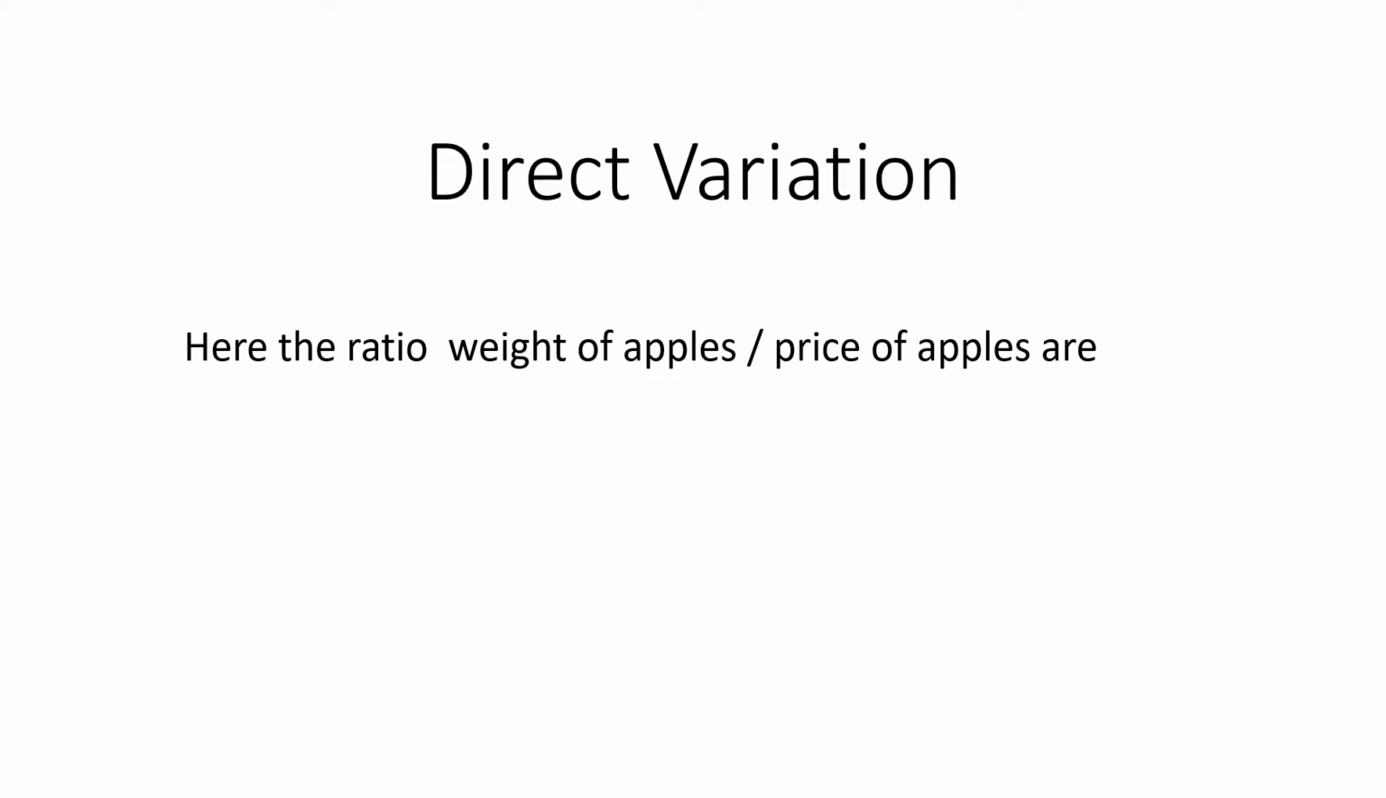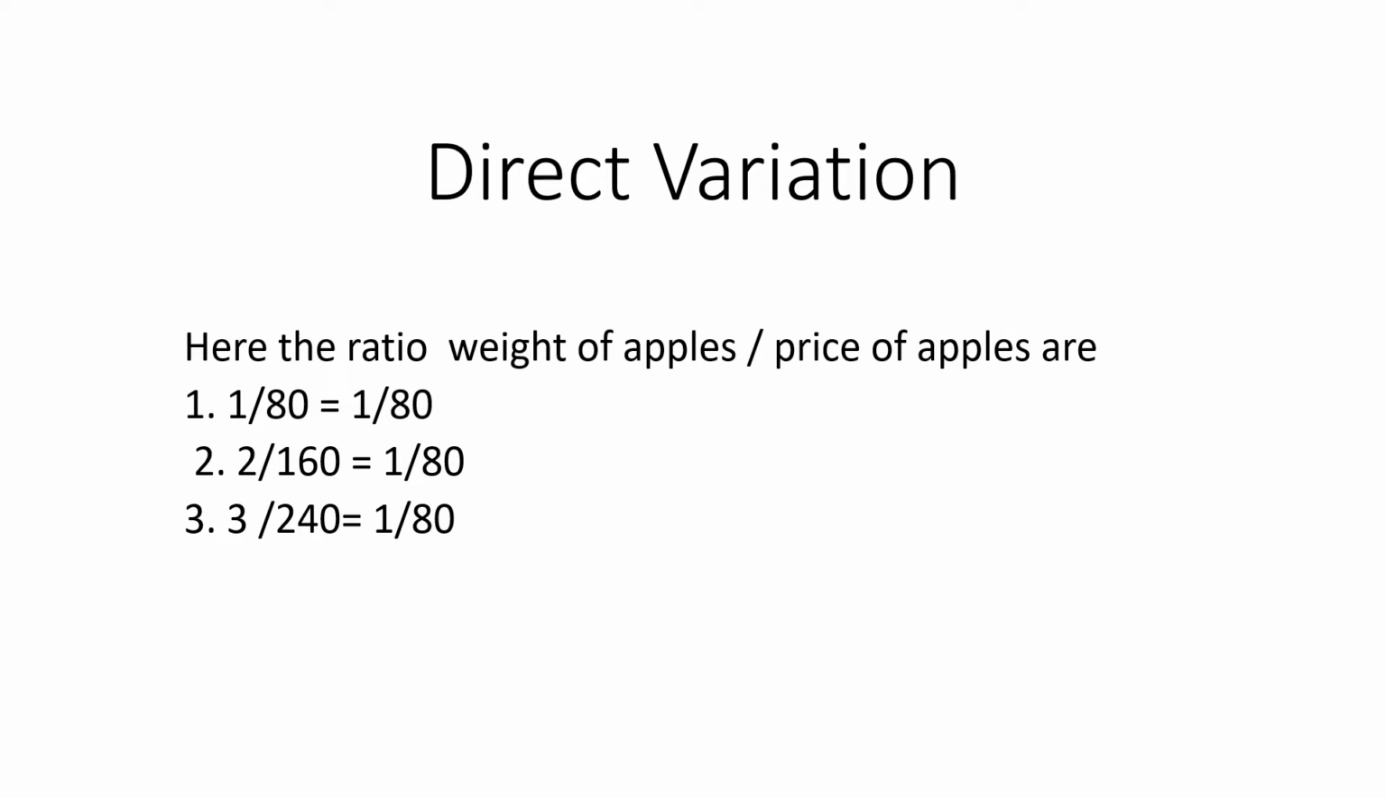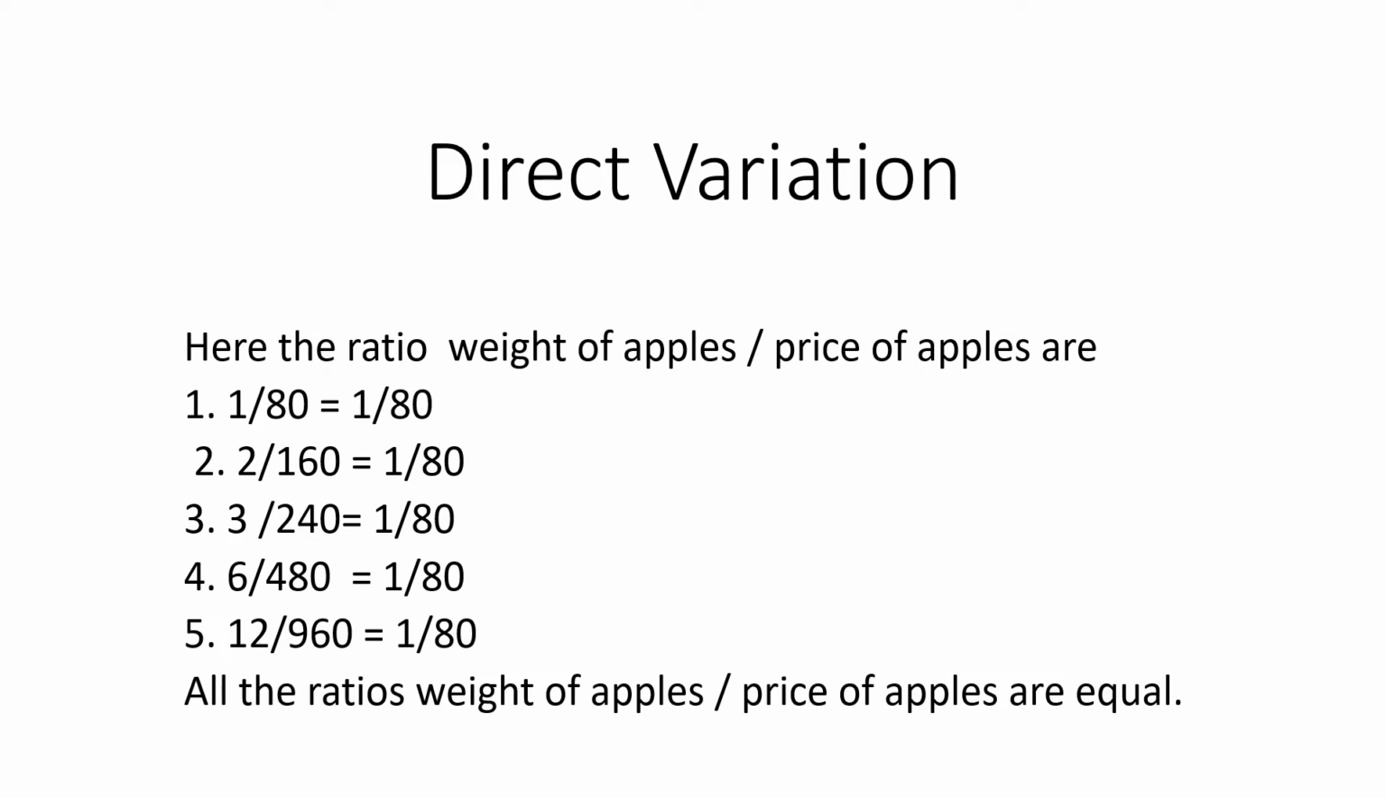Here, the ratio of the weight of apples to the price of apples is 1 upon 80. In the second case, it is 2 kilograms upon rupees 160, that is equal to 1 upon 80 when reduced to lowest terms. In the third case, the ratio is 3 upon 240, which comes out to be equal to 1 upon 80 on reducing to lowest terms. Similarly, in the fourth case also, the ratio comes out to be 1 upon 80. In the fifth case also, the ratio comes out to be 1 upon 80.